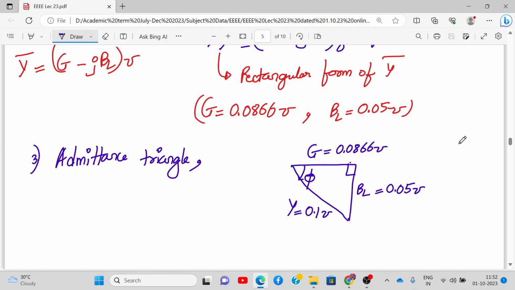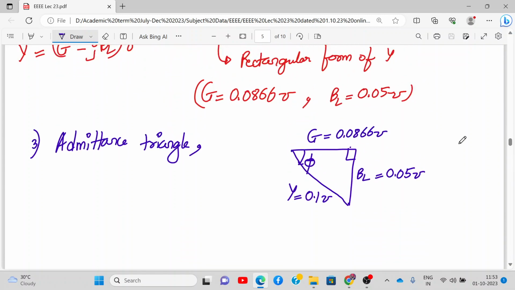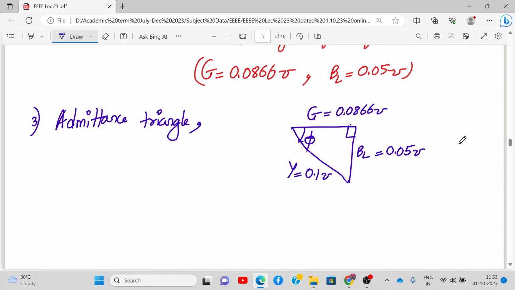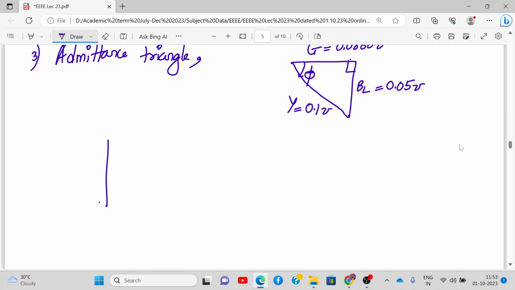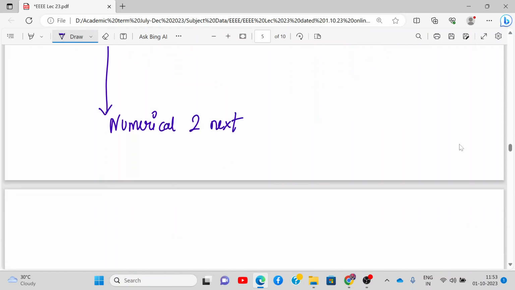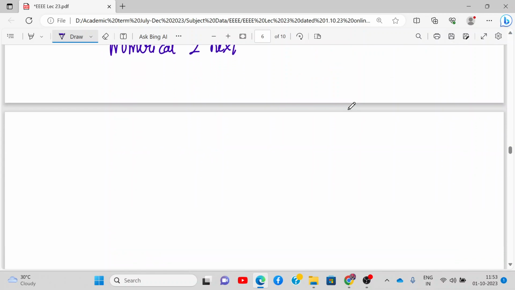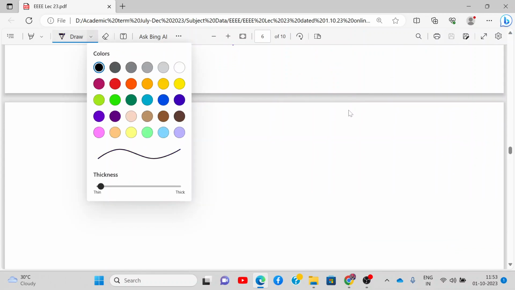Is this clear to you? Any doubts over here? Hello? No doubts, right? Okay. Now let us solve another numerical. So I hope this is completed. Next is numerical number 2 on the next page. This is for your reference when you refer to the handout. So let's write down the statement for numerical number 2.